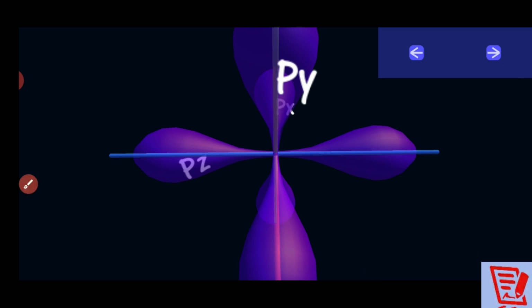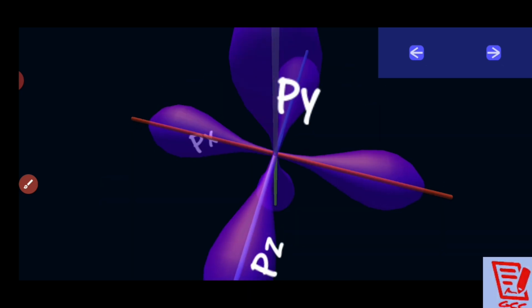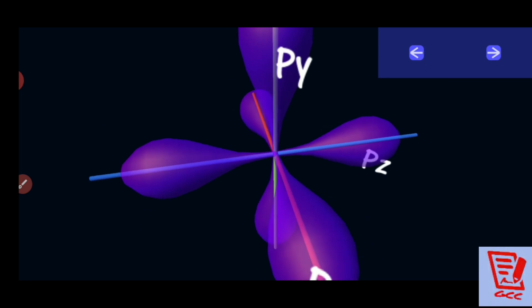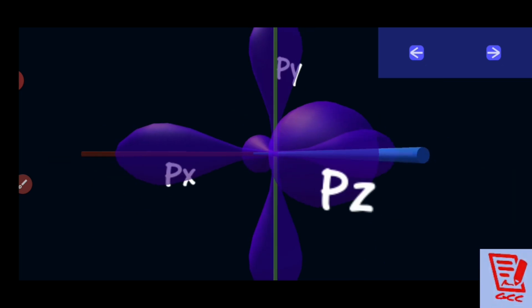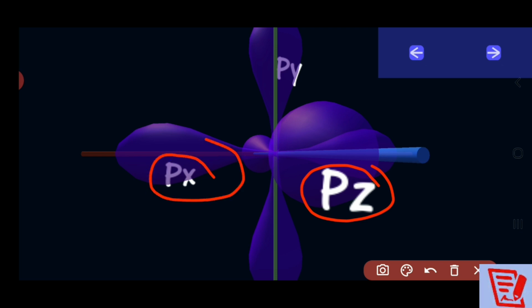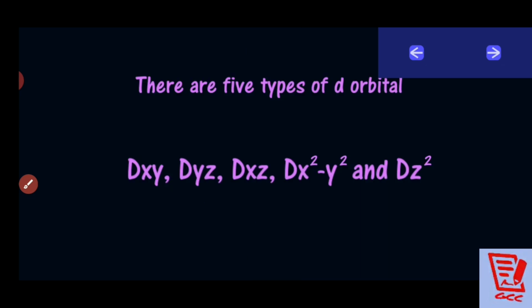Clear? In the same way, now you see all of you. After the py, we can also see pz. See, this is the pz orbital. In the same way, this is a px orbital. Px orbital means they all have directions.